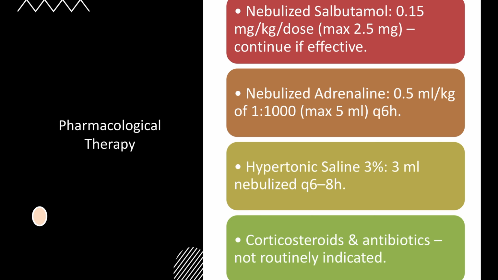The pharmacological therapy includes nebulized salbutamol at 0.15 mg per kg per dose with a maximum of 2.5 milligram, to continue only if effective. Then nebulized adrenaline with 0.5 ml per kg of 1:1000 dilution 6th hourly. Hypertonic saline of 3%. Corticosteroids and antibiotics are not routinely indicated.